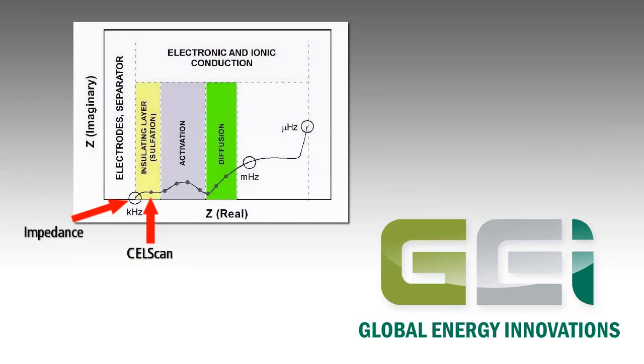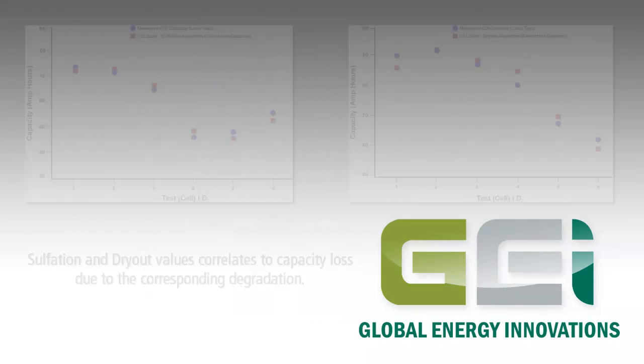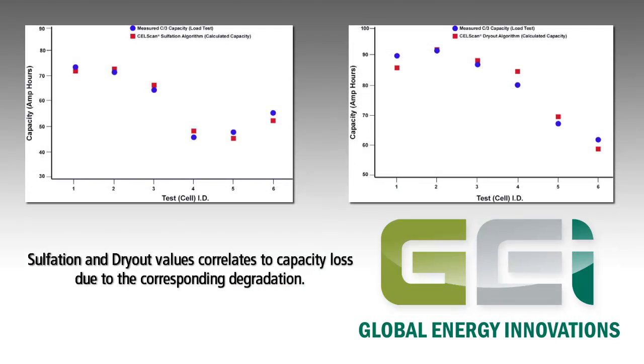The cell scan parameter indicates the chemical properties of the battery based on a multiple frequency impedance scan. For lead-acid batteries, the cell scan parameter is also reported as sulfation. When the lead-acid battery is based on valve-regulated technology, dryout will also be available. Sulfation and dryout values correspond to the percentage of capacity loss due to sulfation or dryout. For example, a 10% sulfation reading indicates that the battery capacity has decreased by 10% of its nominal capacity due to sulfation.